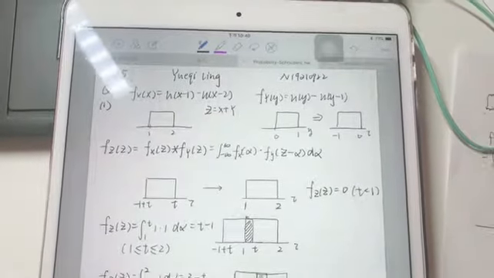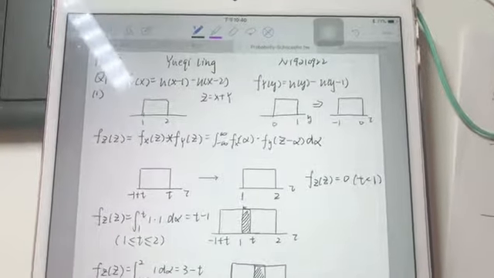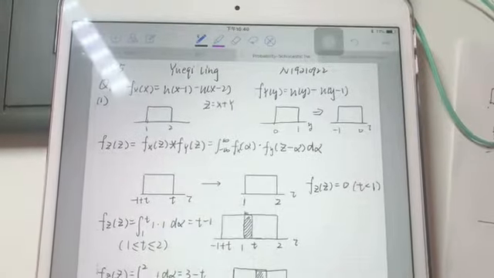I'm Yue Qilin. Here I'm going to show you the solution of question 1 of homework 5.